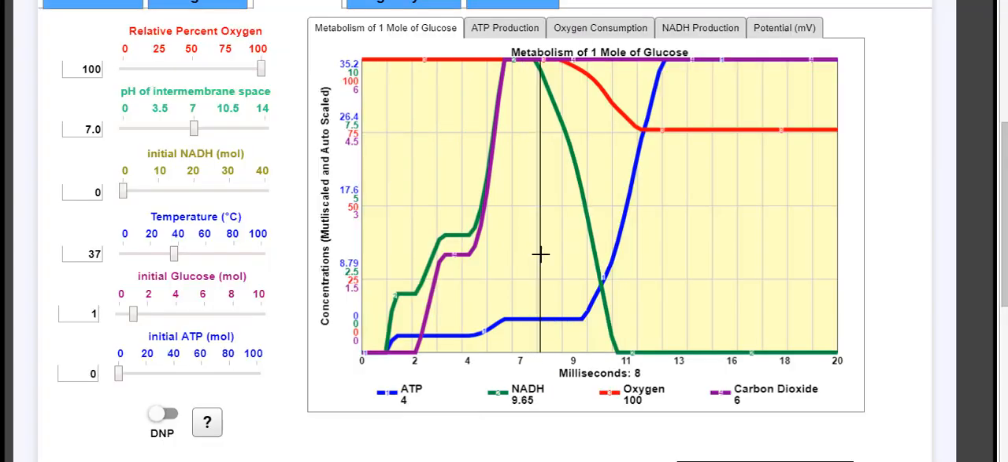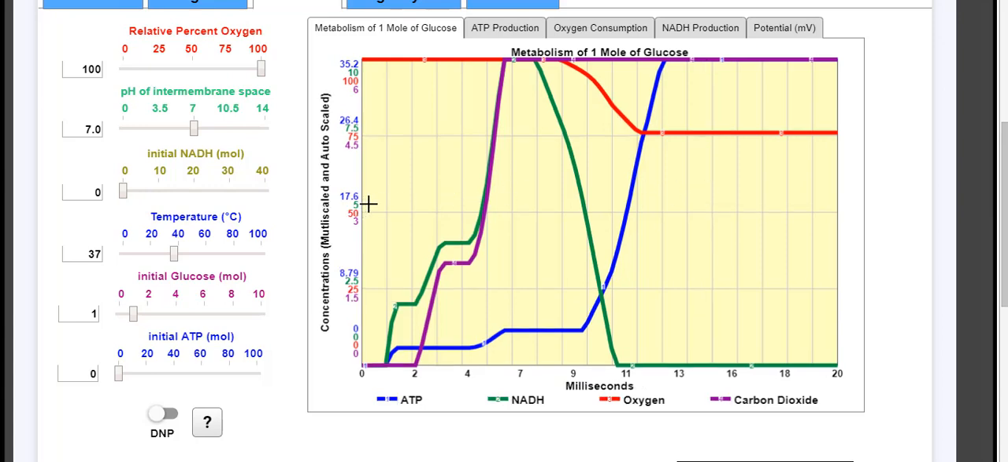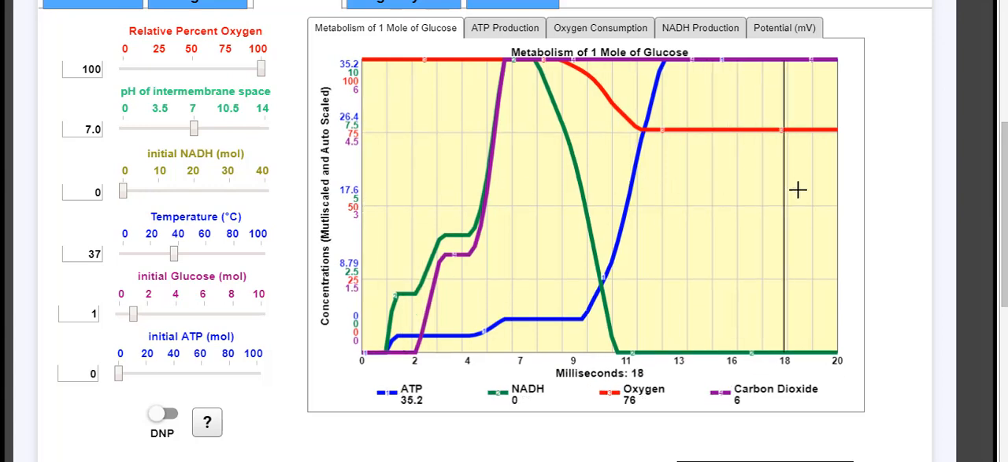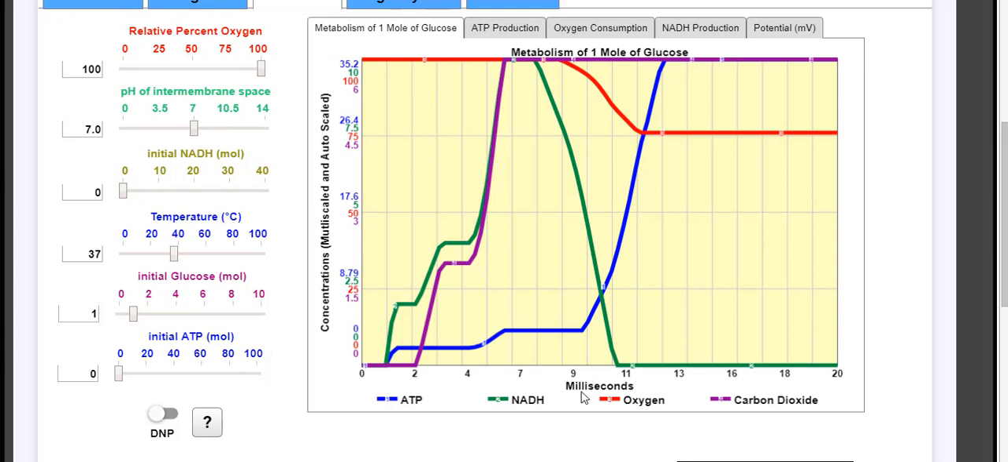Then all that NADH, along with FADH2, which isn't included here, is used passing electrons to the electron transport chain, which is then used to pump hydrogen ions out of the matrix of the mitochondria. A ton of ATP is produced. Relative oxygen levels go down as oxygen serves as an electron acceptor. So that's the basis of the model. It runs basically 1 cycle of cellular respiration during those 20 milliseconds. So let's go through each of these sliders and see what happens.